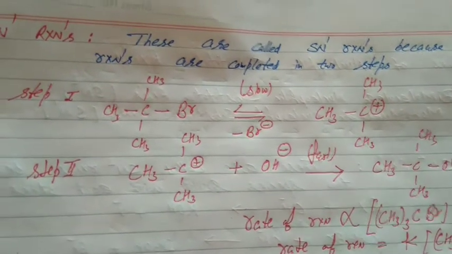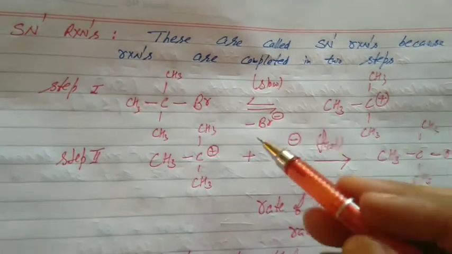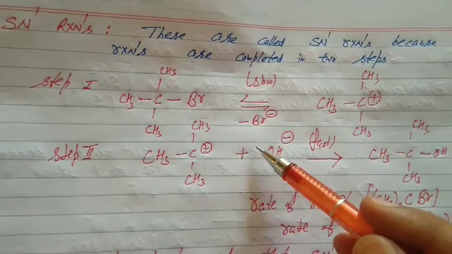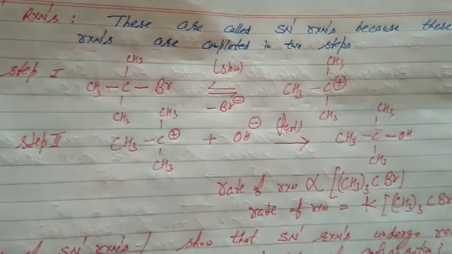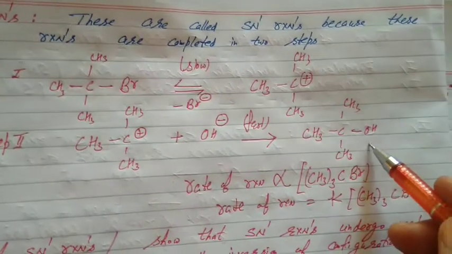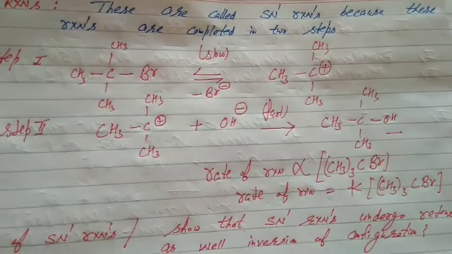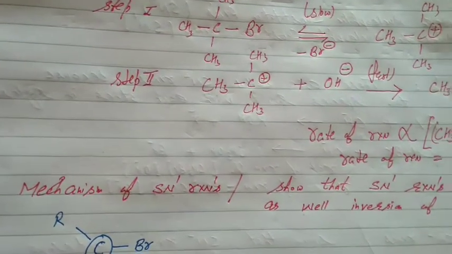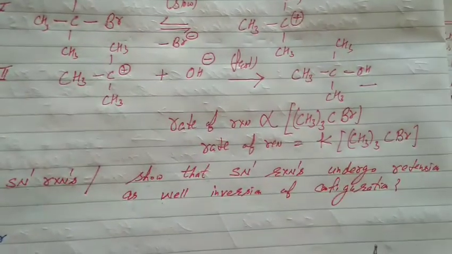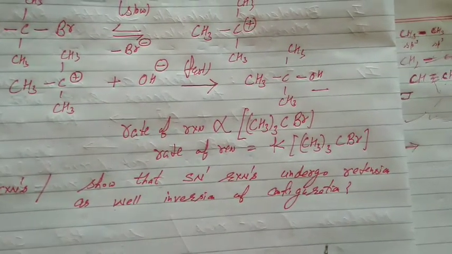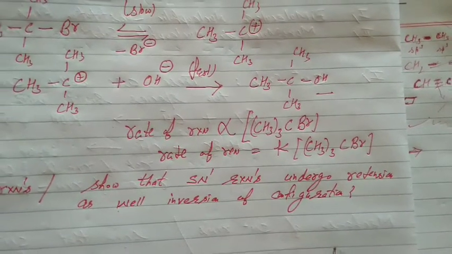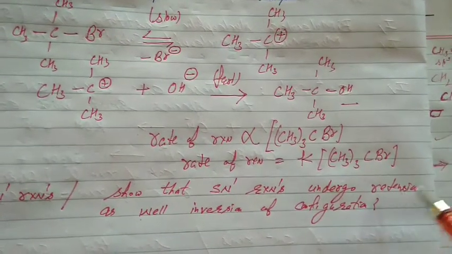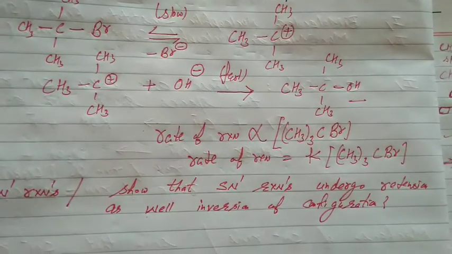SN1 reaction: unimolecular nucleophilic substitution reactions completed in 2 steps. It starts from 3 degree haloalkane. At first it makes a carbocation, and then the attack of the nucleophile leads to the formation of alcohol. That is, the halide ion is replaced by the negative part of the attacking reagent, the nucleophile. After this, next is the mechanism of SN1 reactions. Give the mechanism of SN1 reactions, or the question may be to show that SN1 reactions undergo retention as well as inversion of configuration. Retention means the same site and inversion means the opposite site.